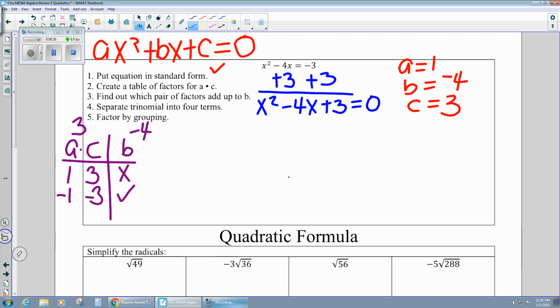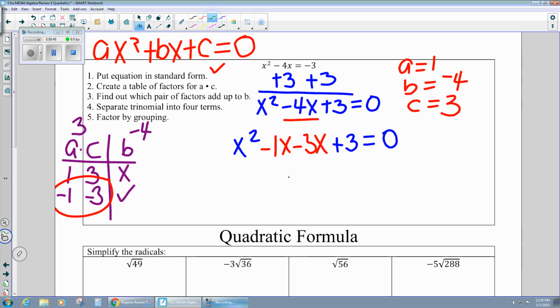So we're going to take these two numbers, negative 1 and negative 3, and we're going to be replacing our middle term with these two numbers. Everything else stays the same. So x squared, the plus 3, and equals 0. All we're doing is replacing that middle term. Instead of negative 4x, I have minus 1x and minus 3x.